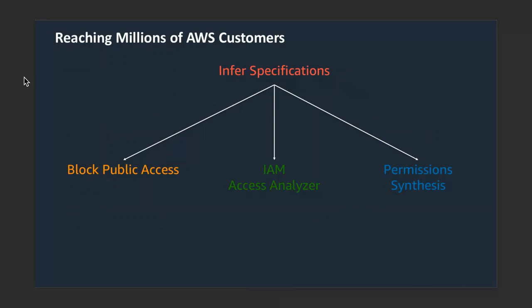So the takeaway here is, to make verification accessible to millions of AWS customers, you really have to think, how can we extract and infer specifications, which to them is their intent, and make it customizable to their use case and make it available at scale, where they don't have to think about what they're saying or asking, but it is integrated in their regular workflows.